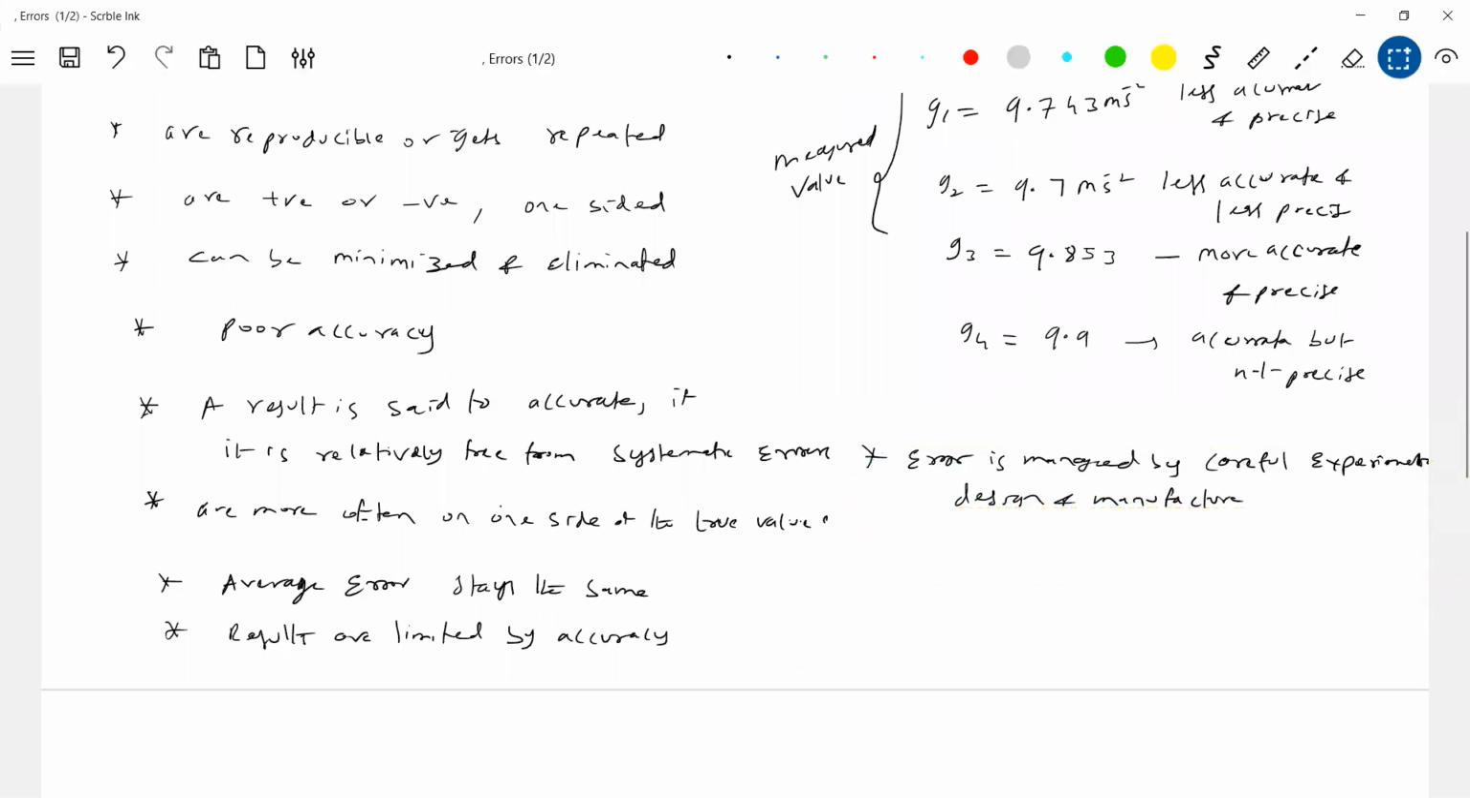Next, again, one more. Okay, there's a true value. What about the measured values? The measured values will be like this. They'll be lying here.